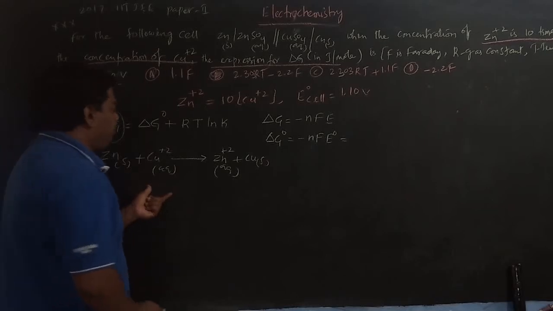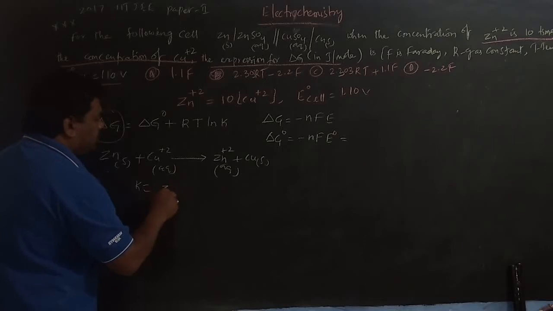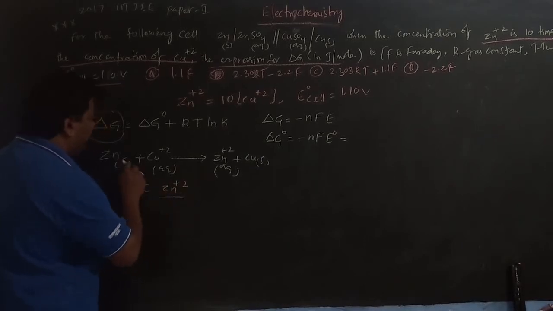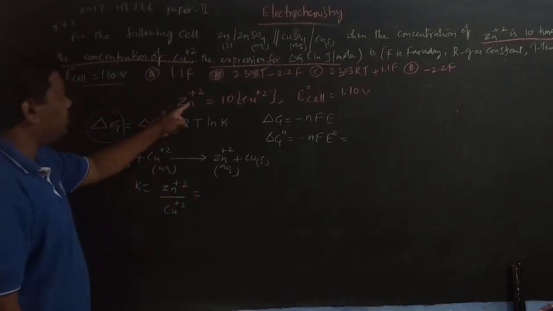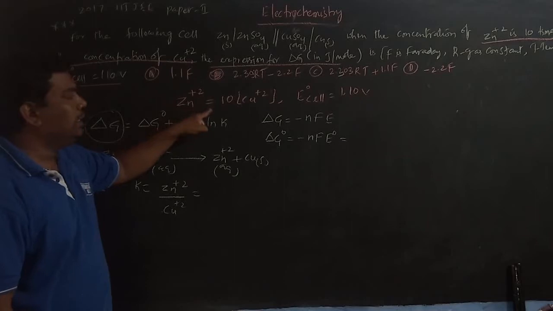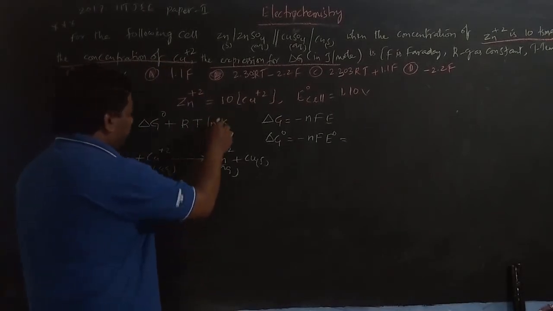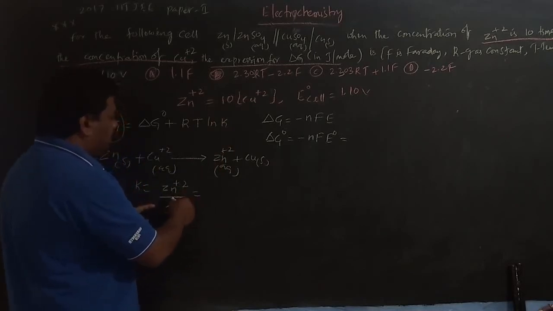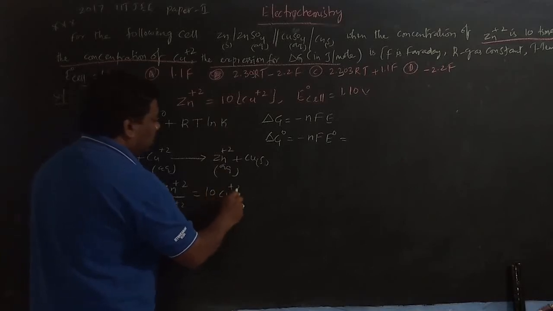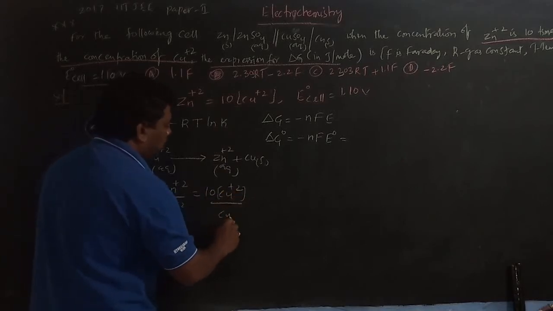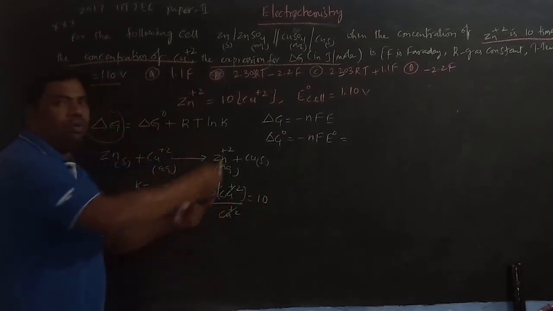Here K is the concentration of products divided by the concentration of reactants. The concentration of Zn2+ is 10 times the concentration of Cu2+. So we can substitute in place of Zn2+, that is 10 into Cu2+ divided by Cu2+. So K is equal to 10.